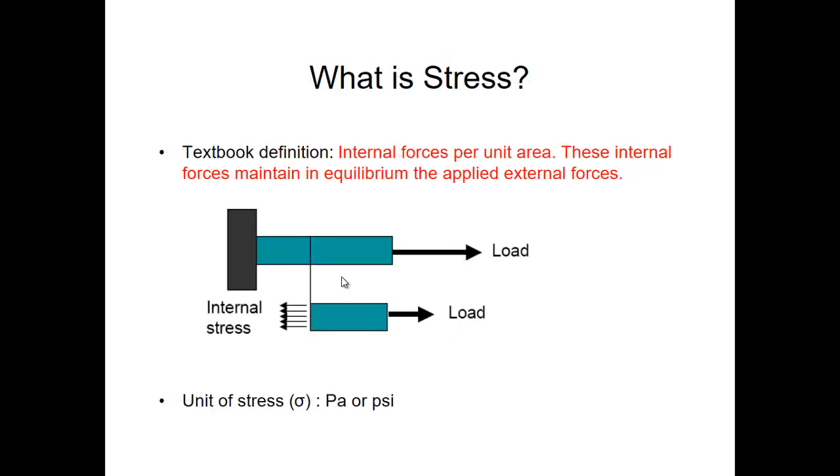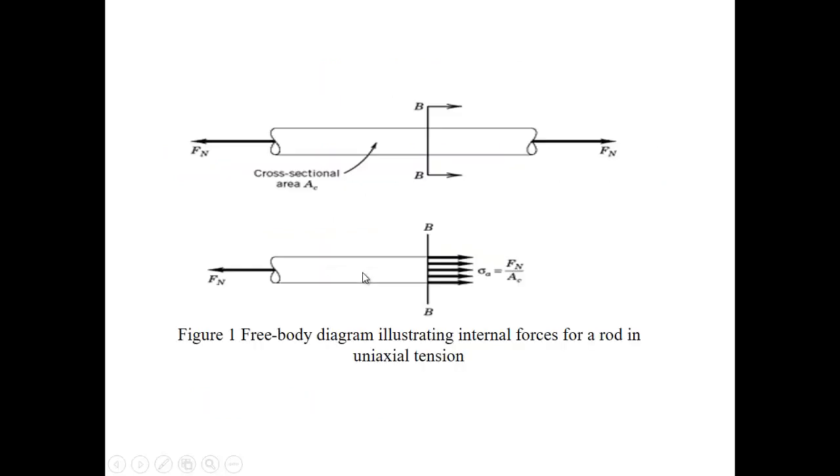How about stress? In the textbook's definition, the stress is the internal forces per unit area. These internal forces maintain in equilibrium the applied external forces. So in other words, when you have the structure here and you have your external load acting horizontally, the stress is equal to force over area, the cross-sectional area of the structure or the beam, right? And the unit of the stress is of course Pascal or PSI.